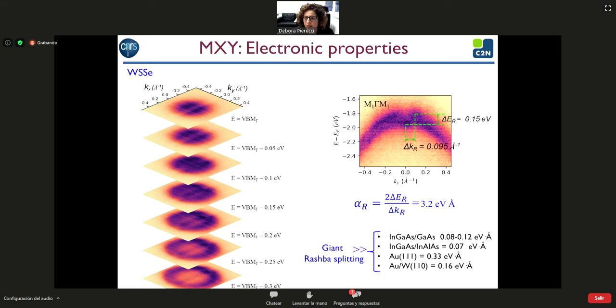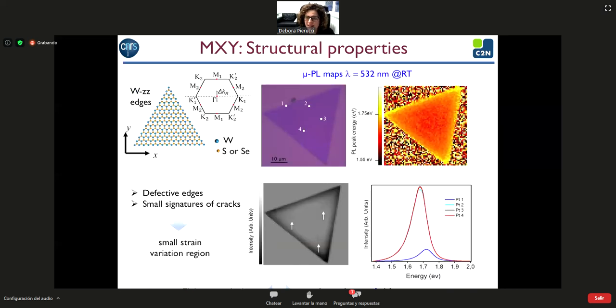What we can do is evaluate the Rashba parameter given by the ratio between the splitting in momentum, delta K, and the energy, giving us a very huge value of the Rashba parameter. If we compare with metals or quantum dots, it is very, very huge. That means that we have really a giant Rashba splitting that is very interesting for spintronic applications. So in order to understand a little bit why in this material we have this in-plane electric field, we also try to understand its structure.